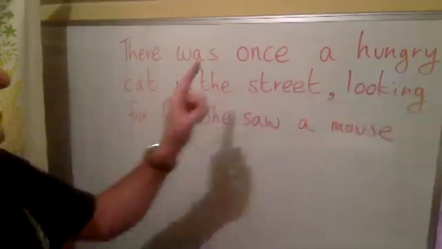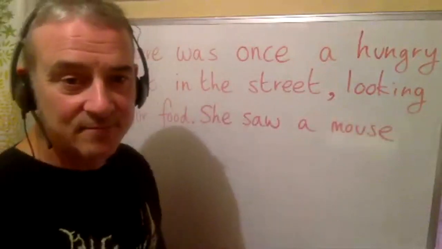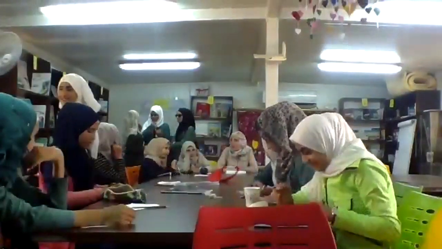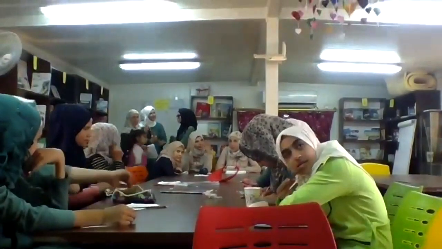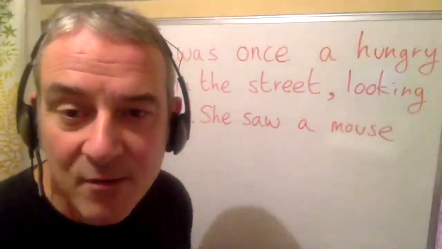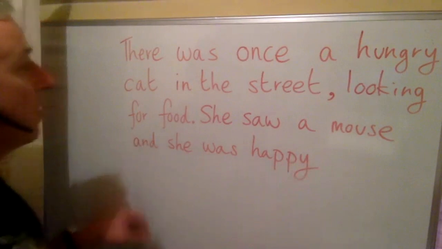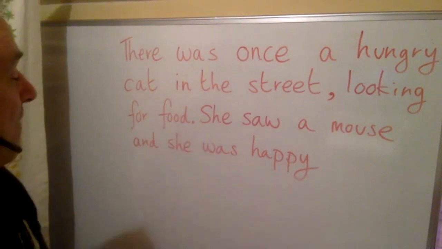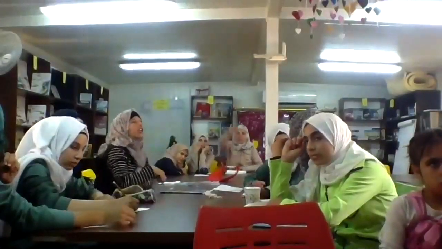There was once a hungry cat in the street looking for food. She saw a mouse. Okay, let's have Ritaj. Thanks, Allah. Next. And she was happy. Great. There was once a hungry cat in the street looking for food. She saw a mouse and she was happy. Okay, great. Let's have Yamama. Yalla, Yamama.